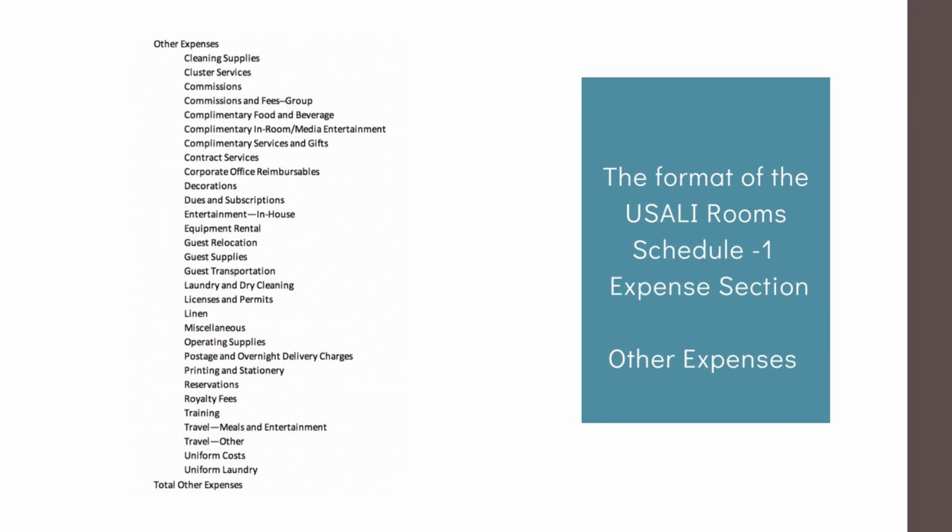Following the payroll section is other expenses. This part varies depending on the schedule. Some might feature a concise list, while others will be quite extensive. Given that the rooms department is the heartbeat of a hotel, you can expect the list of other expenses to be quite comprehensive, as you can see here. This list highlights all the expenses that the USALI considers significant for the rooms department.